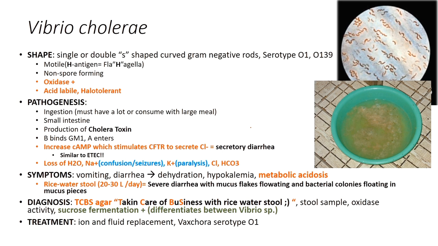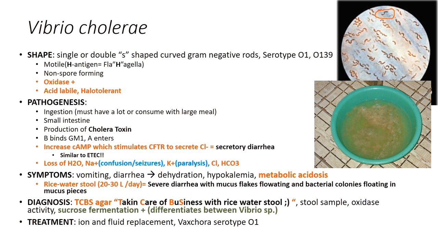So now on to the big bad boy, Vibrio cholera. So this is a single or double S-shaped curved gram-negative rod. What do I mean by that? Take this picture right up here in the top right. This guy is a perfect example. There's two of them hooked together end to end, and they form what is known as this S shape. It looks like a little S.